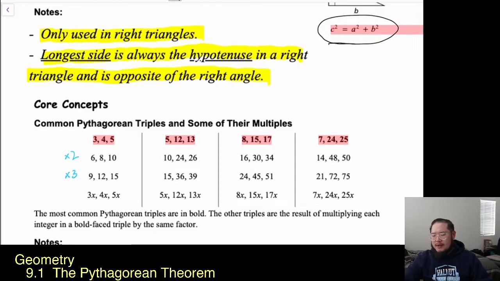So in the bottom right here, it says the most common Pythagorean triples are in bold. So I kind of pretty much told you already. The other triples are the result of multiplying each integer in boldface by the same factor.